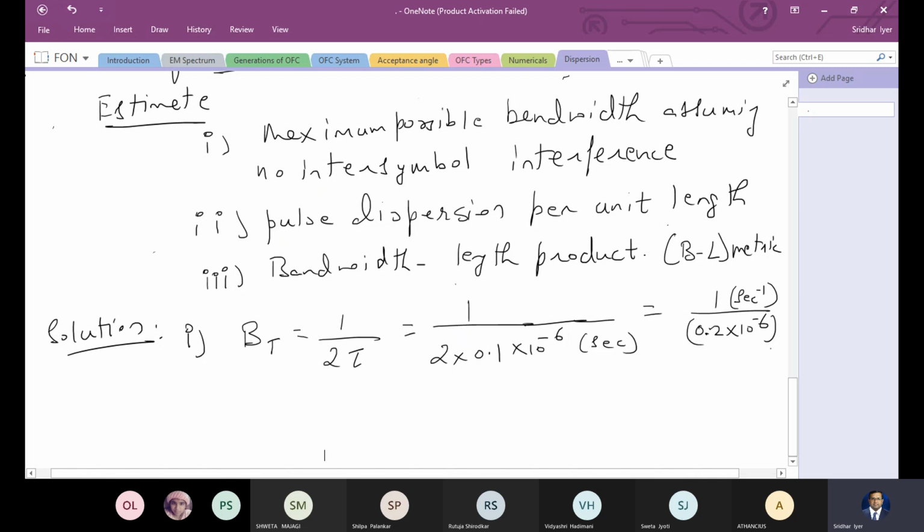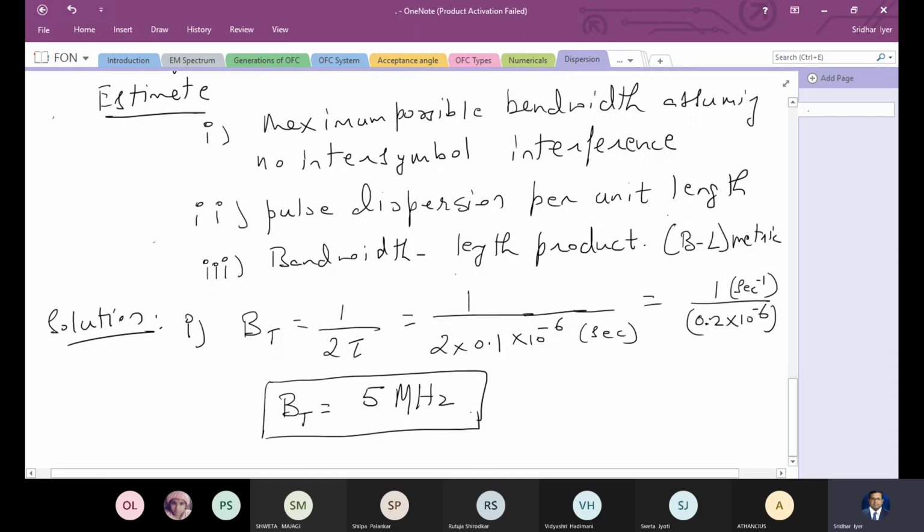Since we are calculating maximum possible bandwidth, it is obviously got to be in hertz. Therefore BT here will be some value and it will be hertz, right? So I'll take the 10 raised to negative 6 in the numerator. Therefore the units of hertz will become megahertz, and 1 by 0.2 is nothing but 5. Therefore BT will be 5 megahertz.